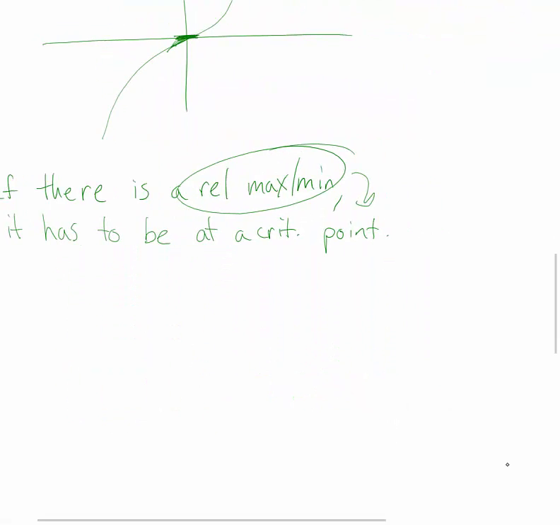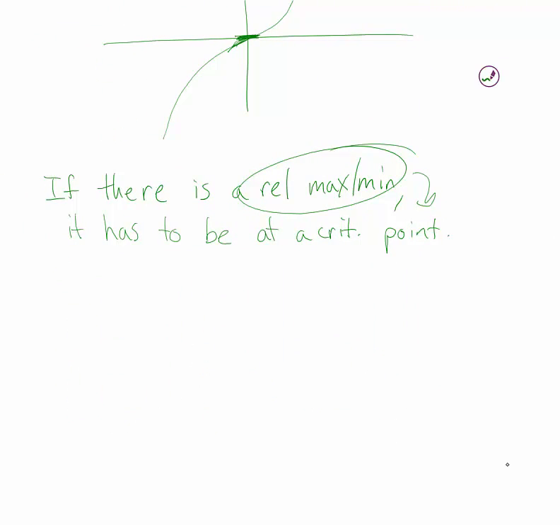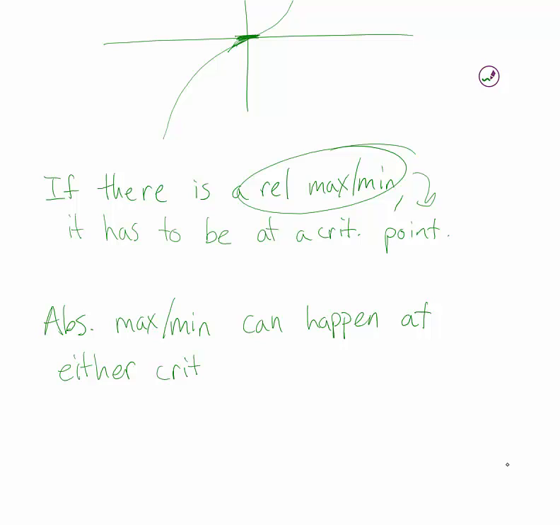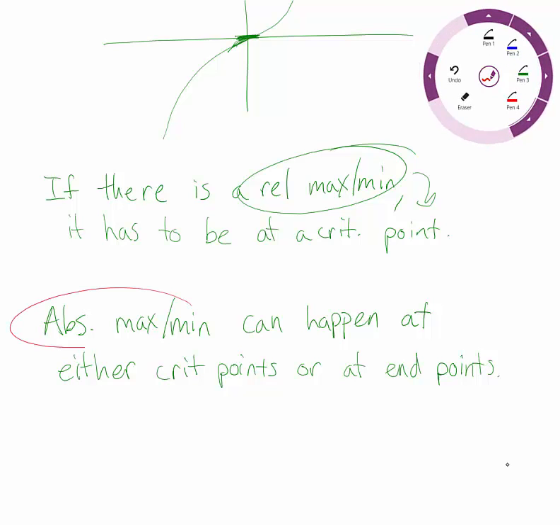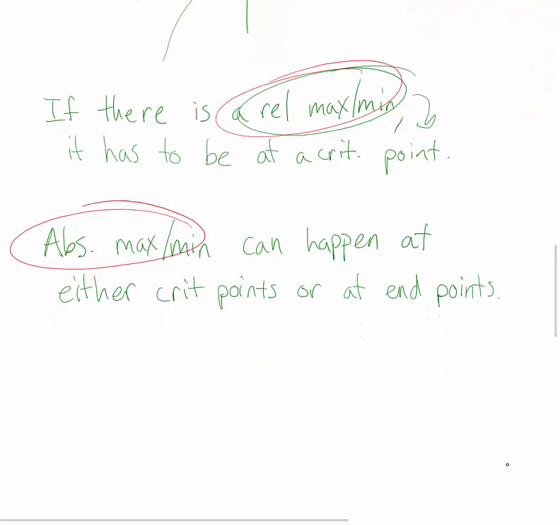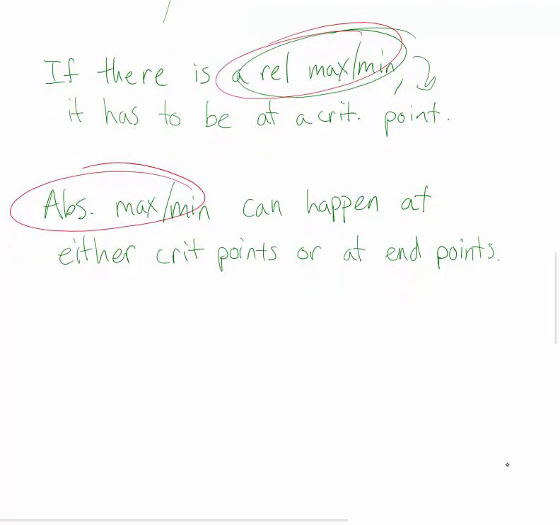Then, the absolute maximums and the absolute minimums, those can happen at either critical points or at the endpoints. So basically, the goal of today's lesson is going to be to find these maximums and minimums, whether they're relative maximums or absolute maximums, we want to find them.